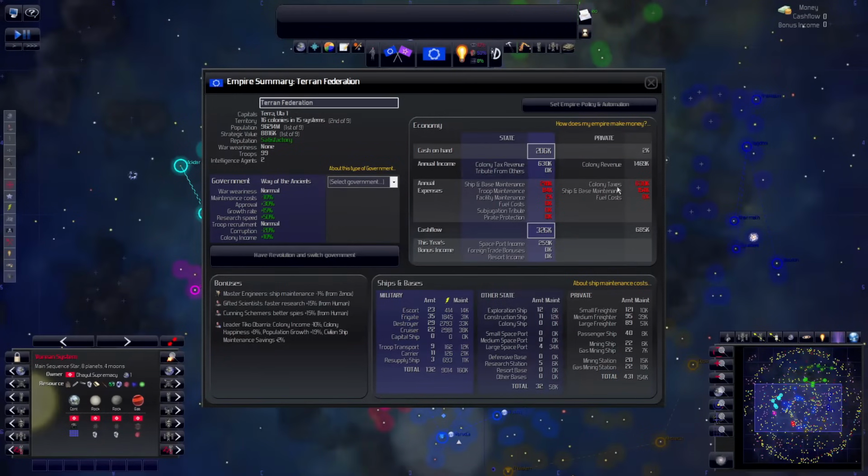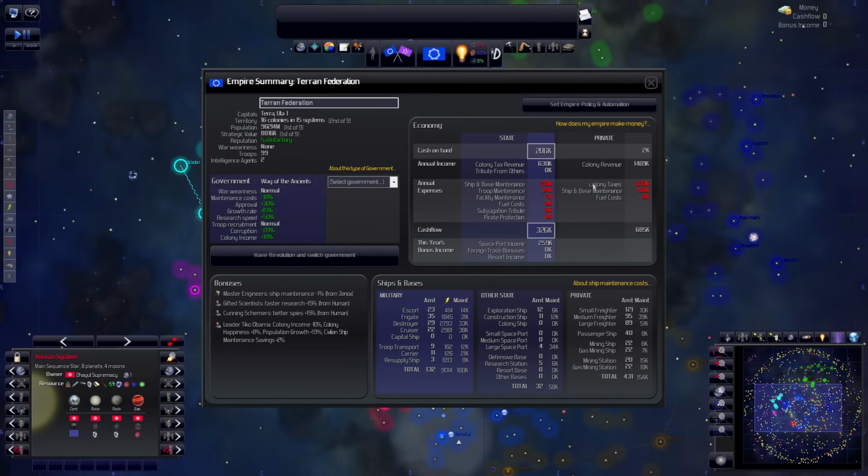It will lose a lot of this revenue to colony taxes that you implement to move money from the private economy to your economy, the state economy. It will also have to pay its own ship and base maintenance as well as its own fuel costs.